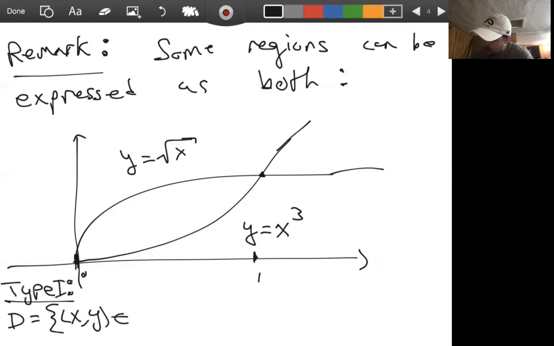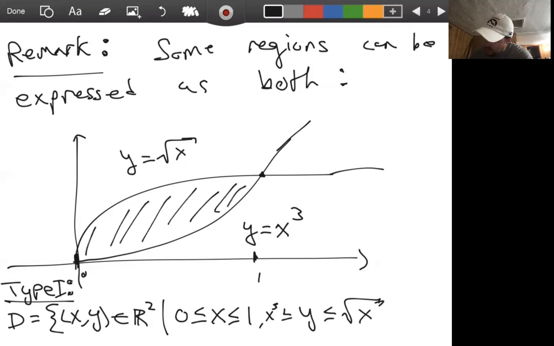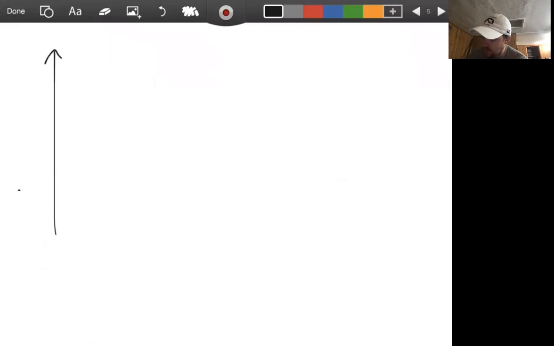as points x, y in R2 such that x is between 0 and 1, and y is between x cubed and root x, right? And so this is our domain in here, this region D. Now, how could we express this as a type 2 region, right? Well, let me redraw.